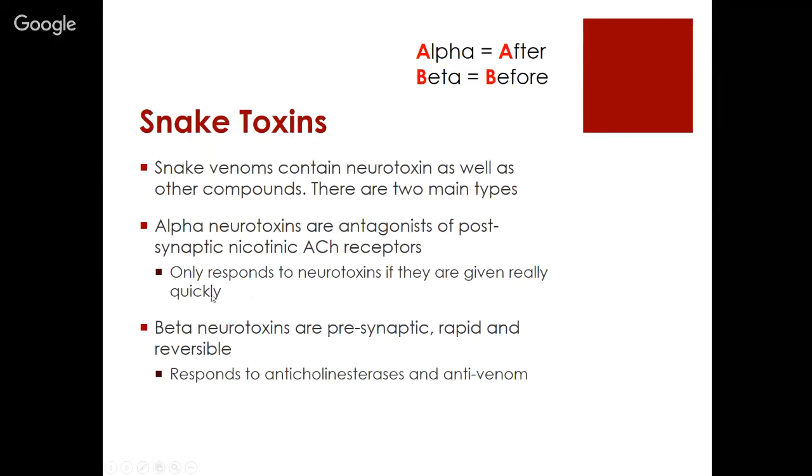These ones, it says it only responds to neurotoxins. I'll change that. It only responds to treatment if it's given really quickly for those alpha postsynaptic ones. The beta neurotoxins, beta before, are for presynaptic. So they're rapid and reversible, and they respond to both anticholinesterase and antivenom. But the main thing is just alpha is postsynaptic and beta is presynaptic. And that's it. So thank you so much.